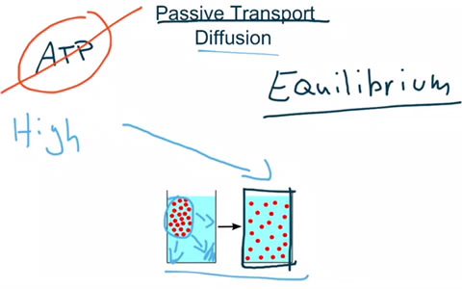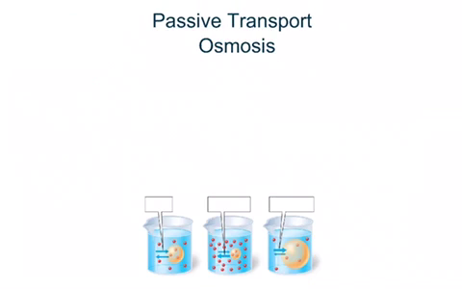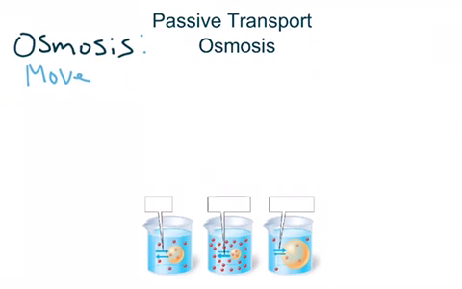Another form of passive transport is osmosis. The definition of osmosis, put this in blue, is the movement of water across a cell membrane.